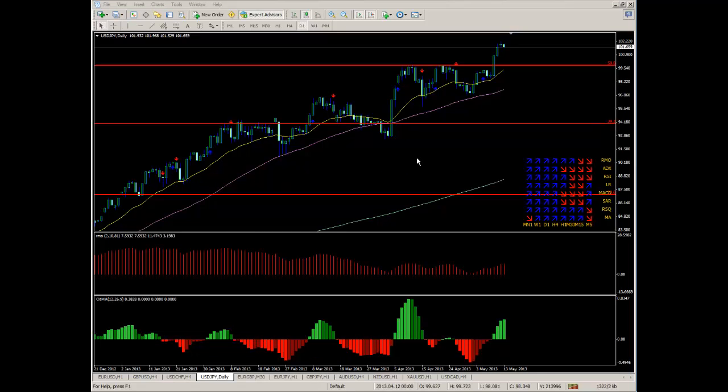Last bit of the day, the US dollar Japanese yen. Here you can see that long-term support and resistance level here in the shape of this 99.50, which happened to be the monthly fib retracement area, has been breached.